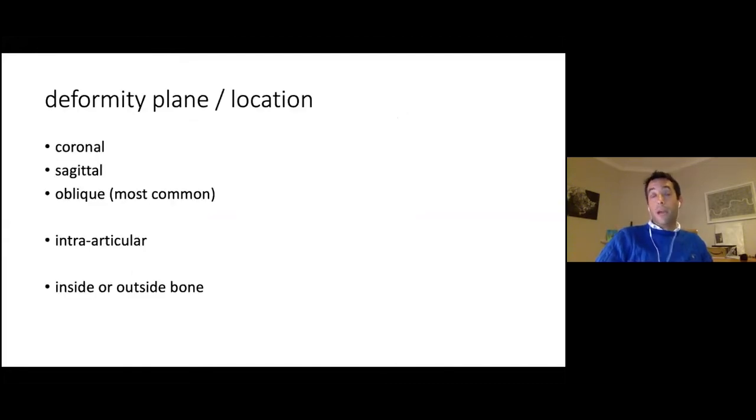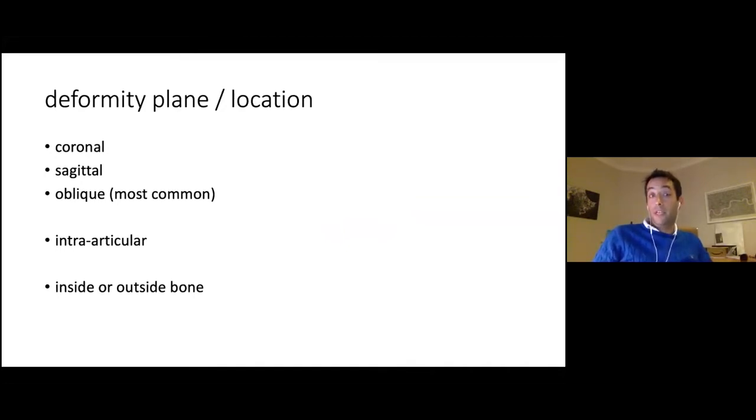So we now understand that we might have a malalignment. We now understand that we may have a malorientated joint. We've got to then start to look at the deformity in a little bit more detail. Now, of course, life isn't straightforward, and deformities don't ever appear in just the frontal or sagittal plane. Actually, deformities are usually in the oblique plane.